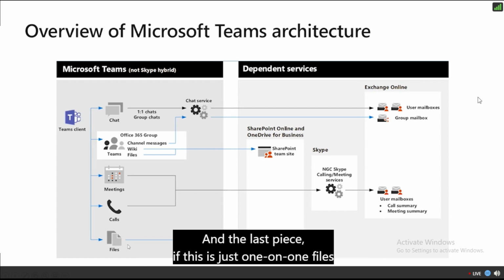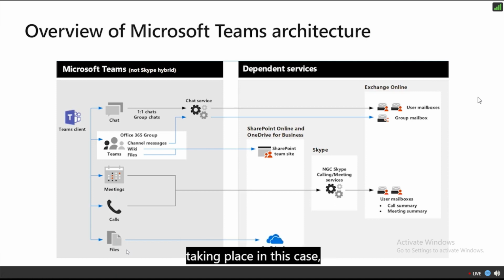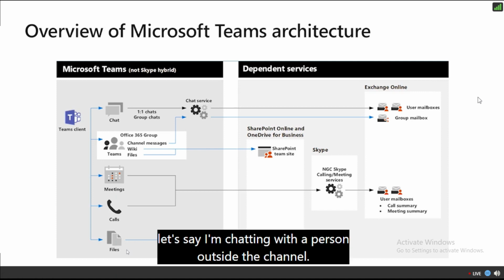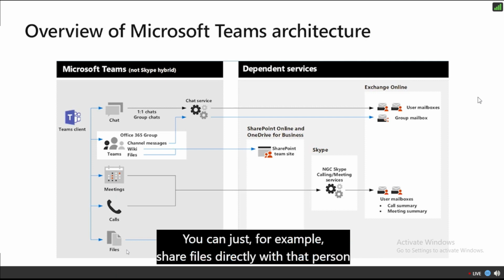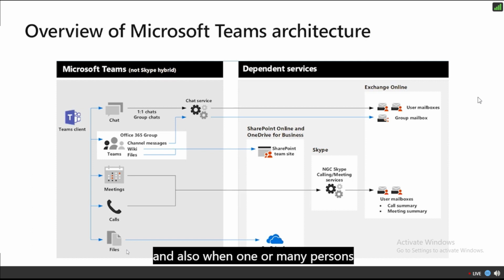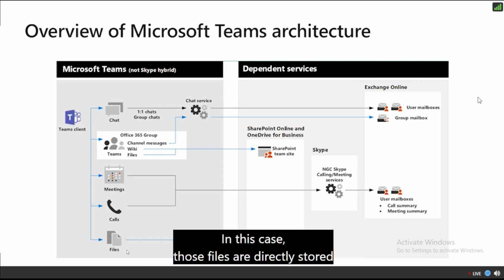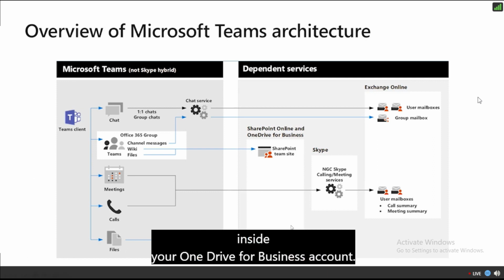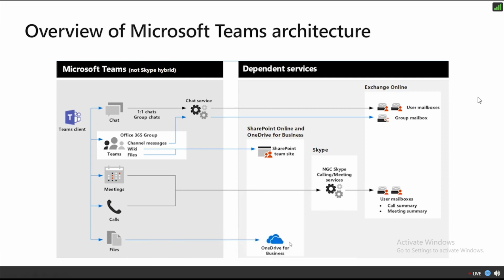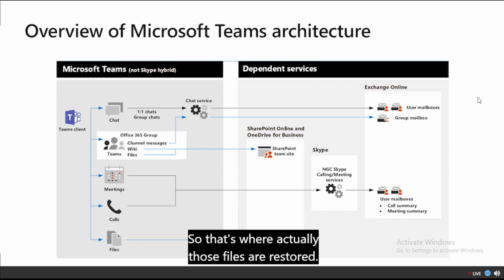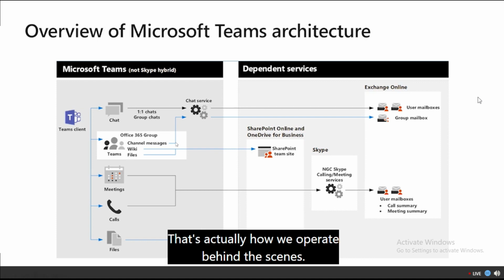And the last piece, if this is just one-on-one files that take place, in this case, let's say I'm chatting with a person outside the channel, you can just, for example, also share files directly with that person. And also when one or many persons are outside a channel in Microsoft Teams, in this case, those files are directly stored inside your OneDrive for Business account. So that's where actually those files are stored. That's actually how we operate behind the scenes.